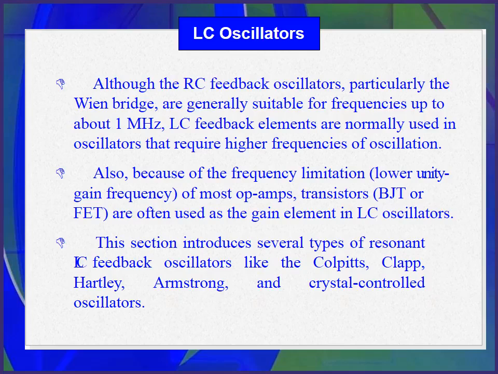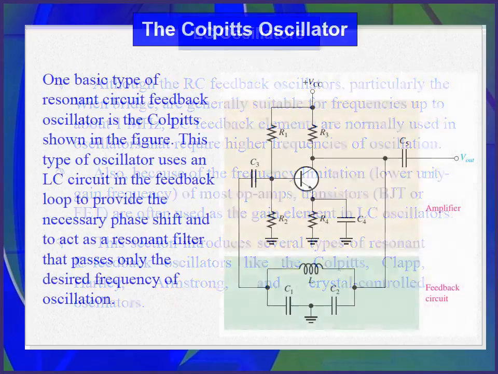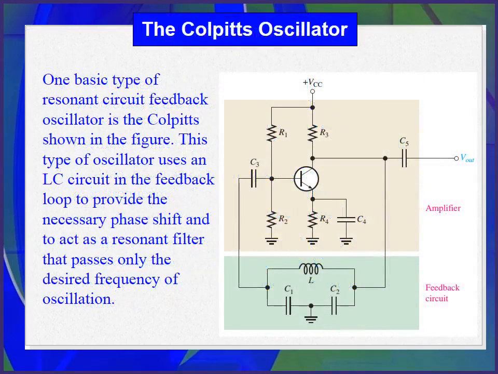Also, because of the frequency limitation, that is the lower unity gain frequency of most op-amps, transistors, that is BJT or FET, are often used as the gain element in the LC oscillators. This section introduces several types of resonant LC feedback oscillators like the Colpitts, Clapp, Hartley, Armstrong and crystal controlled oscillators. First we are going to see the Colpitts oscillator.